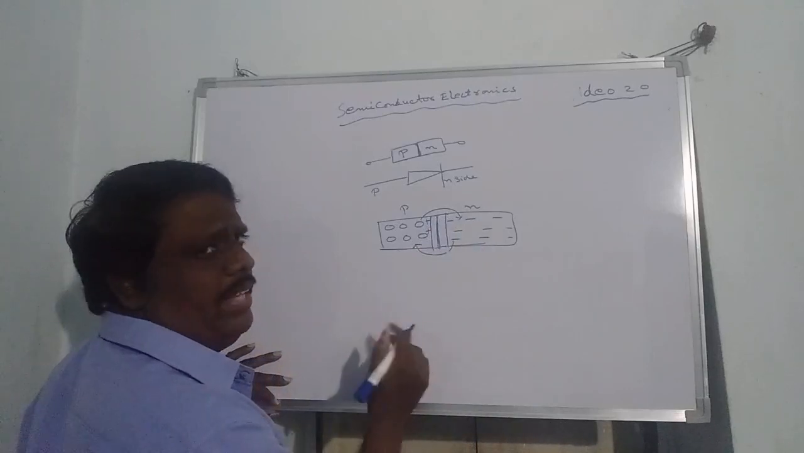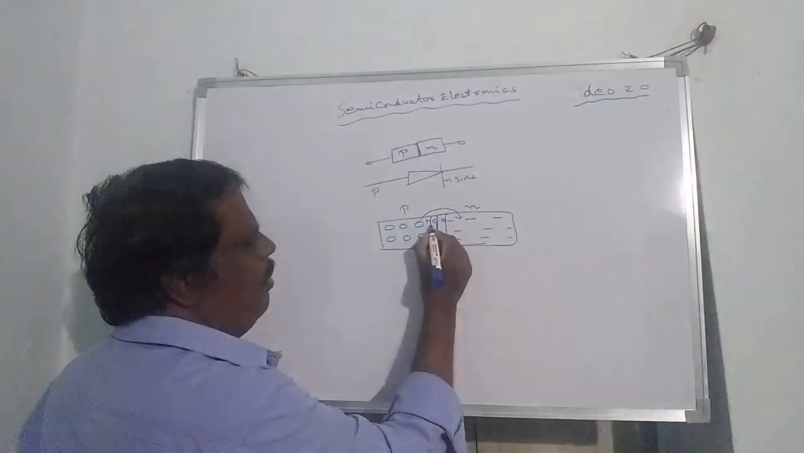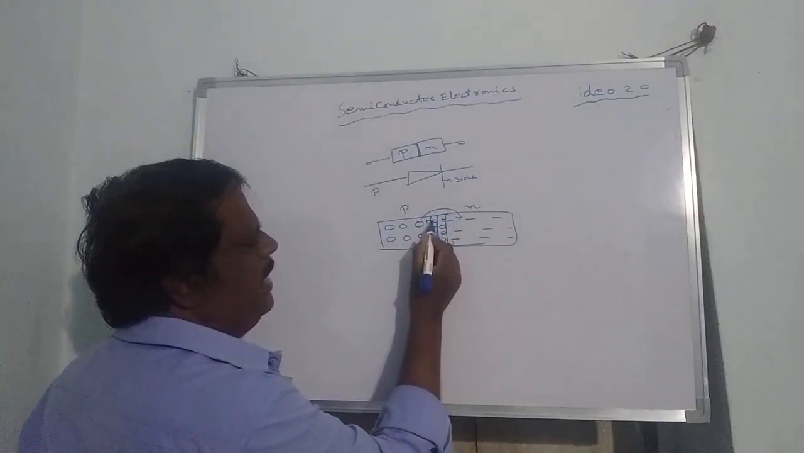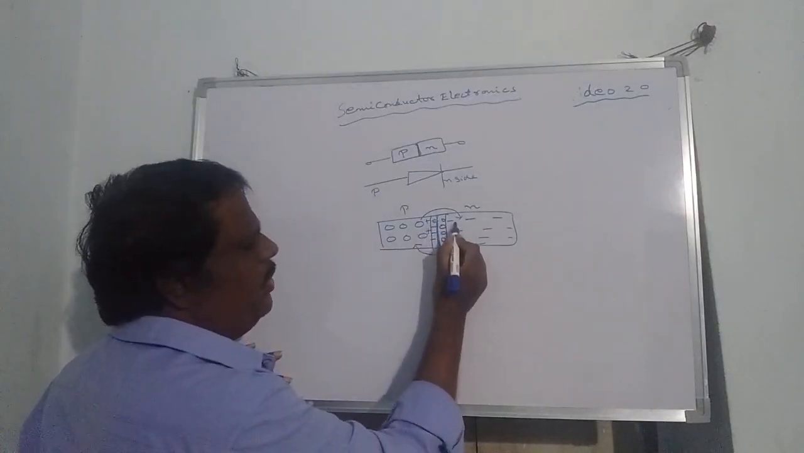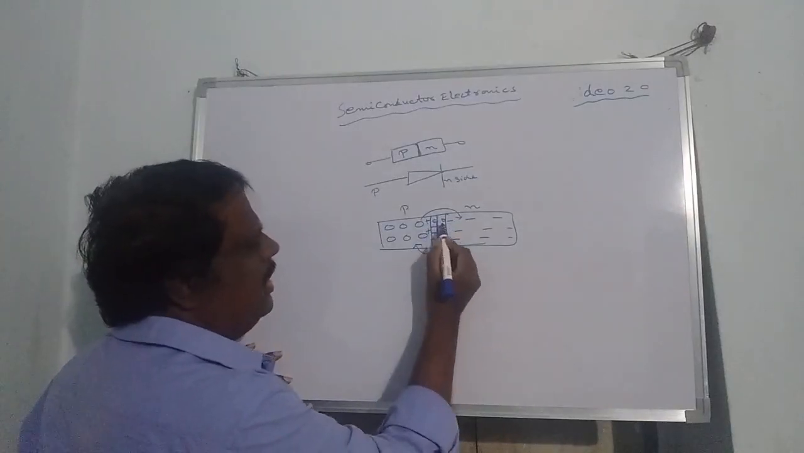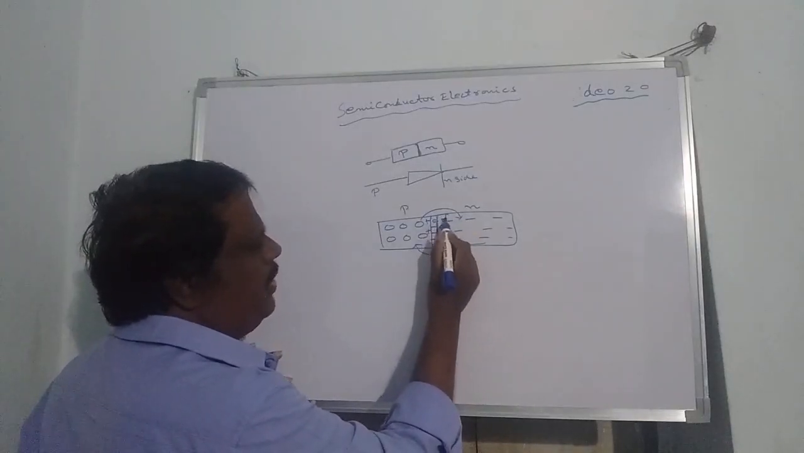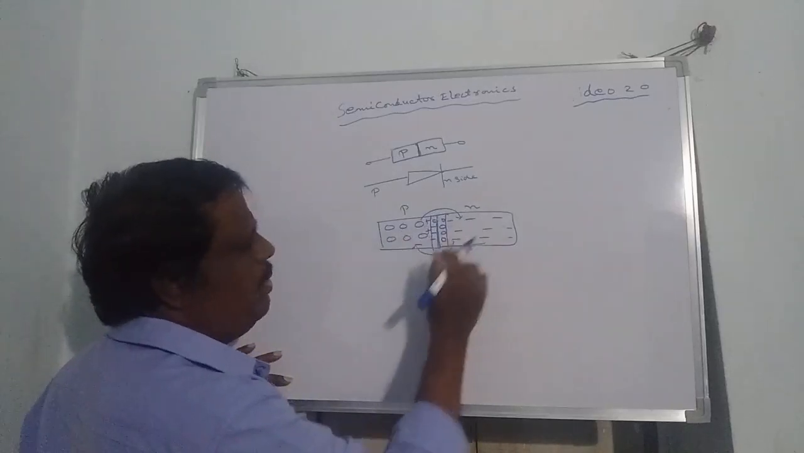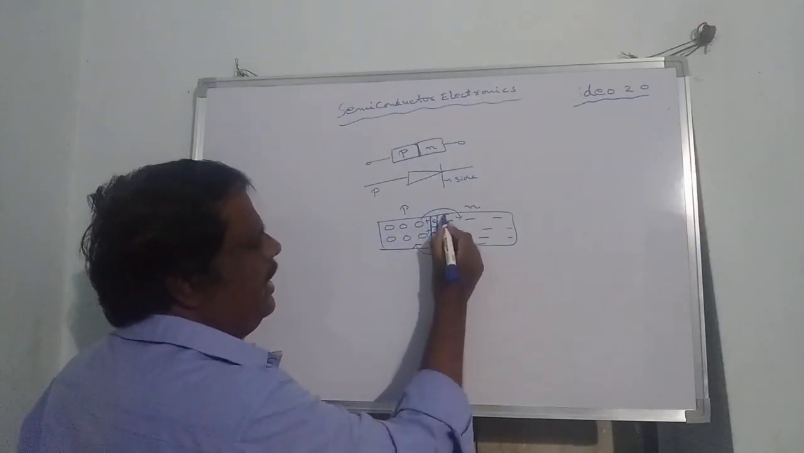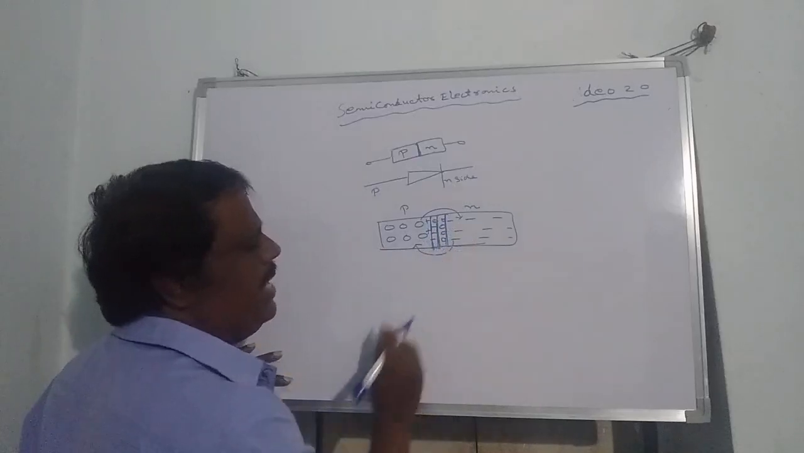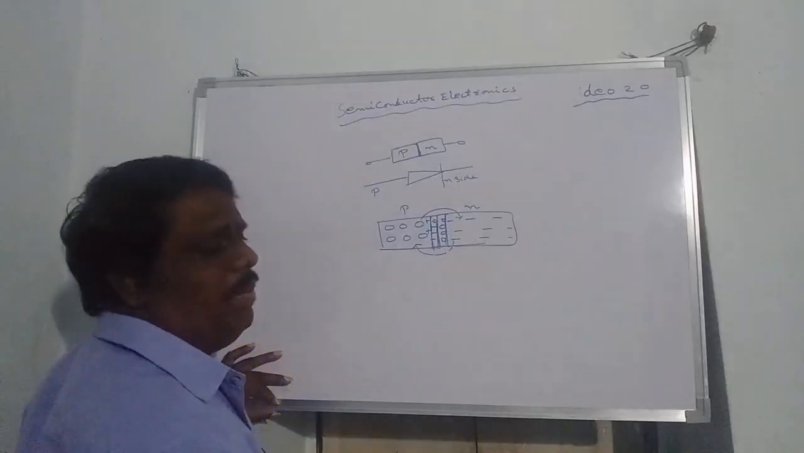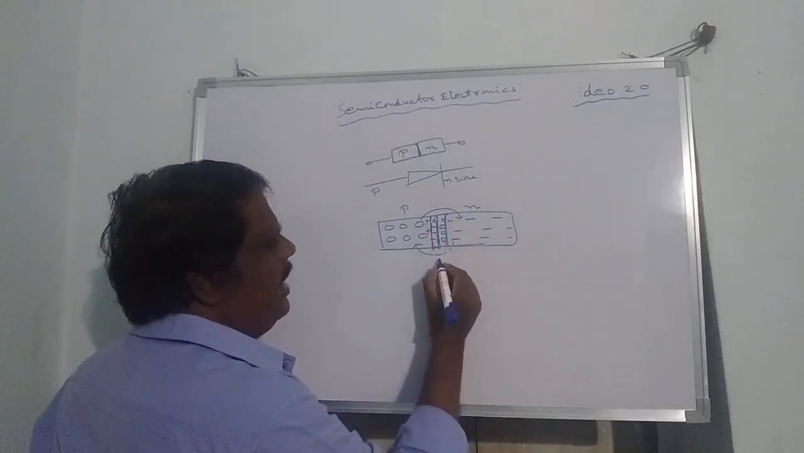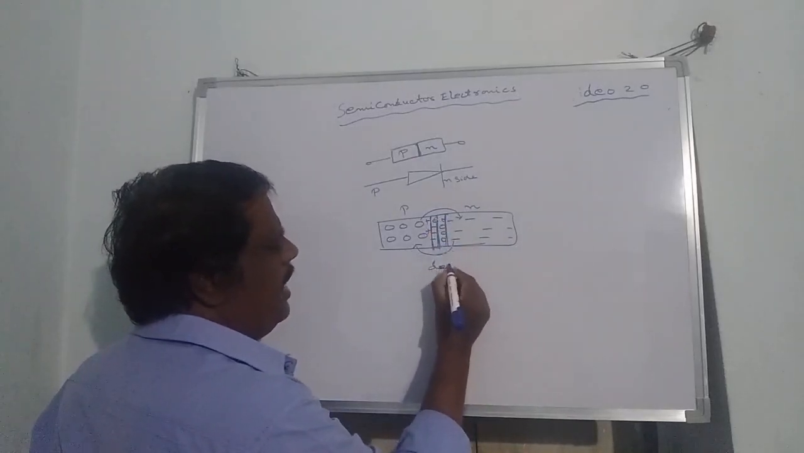Holes combine with the electrons. On the P side, negative charge will be developed due to the diffusion of electrons. On the N side, positive charge will be created due to the diffusion of holes from P to N. So a small thin region will be developed. It is free from mobile charge carriers. So this small region is called the depletion layer.